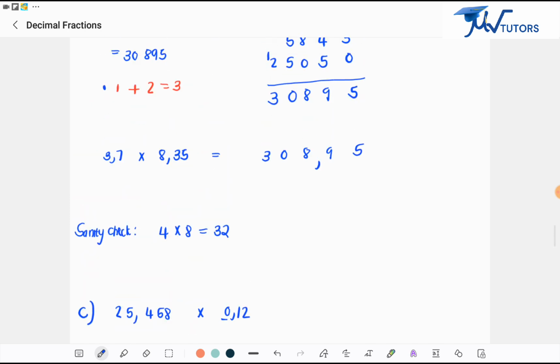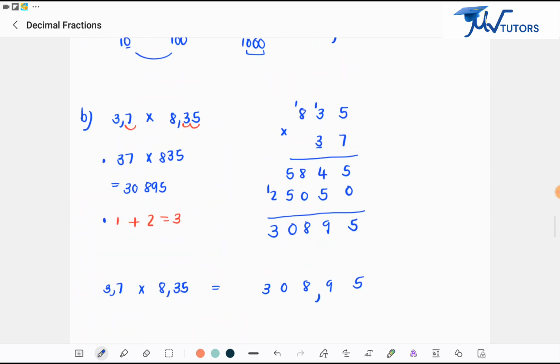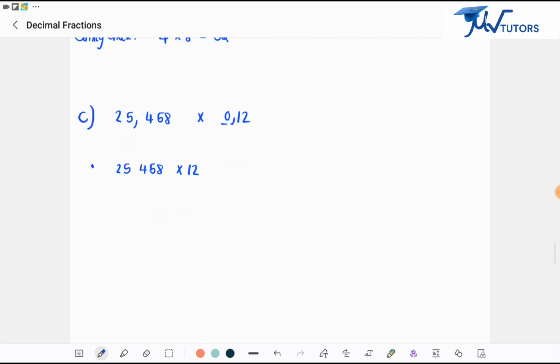Sorry, by the way, before we even go forward, would you like for me to do an example of 3,7 times 8,35 using common fractions? Okay, maybe let's do that a little bit later since I've already moved on.